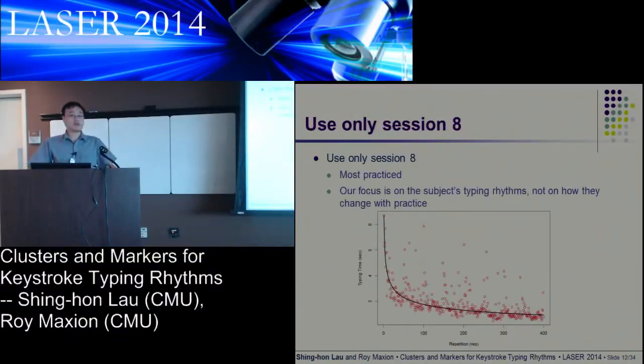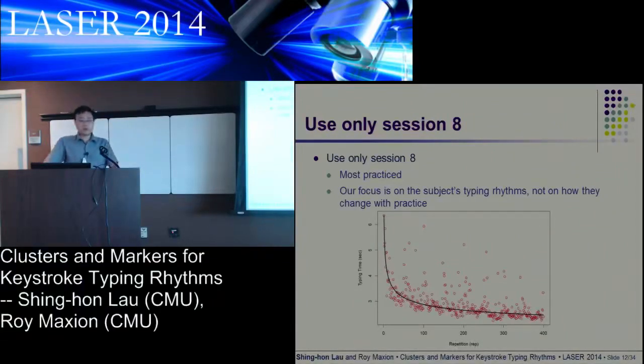However, despite having these 400 repetitions, we're only using the data from session 8, and this is the 8th and final session. The reason for this is that this is the most practiced data that we have from the subject. If you look at the curve at the bottom of the screen here, this is what we call a practice curve. Along the x-axis is the repetition number from 1 to 400. Along the y-axis is the time that it takes someone to type a password. The red dots here are how long each repetition takes to type, and you can see that I fitted a curve here, which has a nice exponential look.